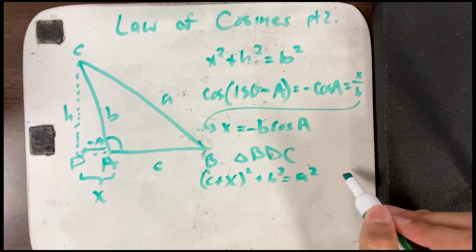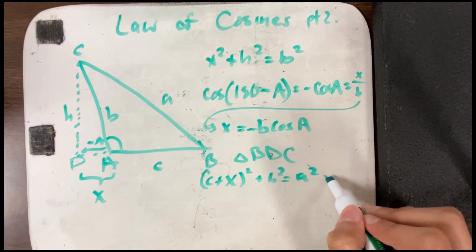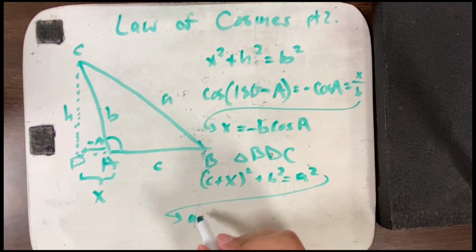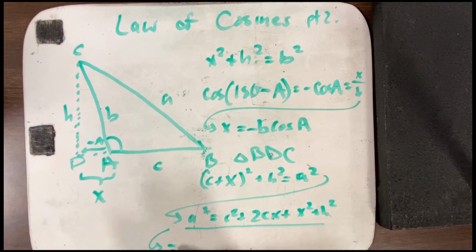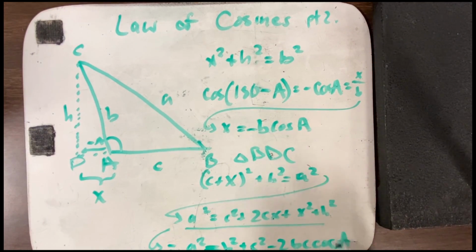And we're just going to rewrite it. A squared equals c squared plus 2cx plus x squared plus h squared, right? And once you do the math and you simplify, you should get the same result. A squared equals b squared plus c squared minus 2bc cosine A.